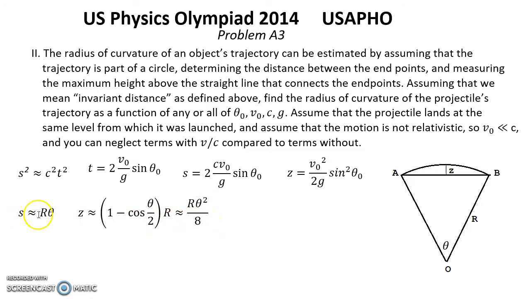And now from these two expressions we can eliminate theta, and from here we can find that the radius is approximately this one, or c squared over g. That's the answer for question 2.